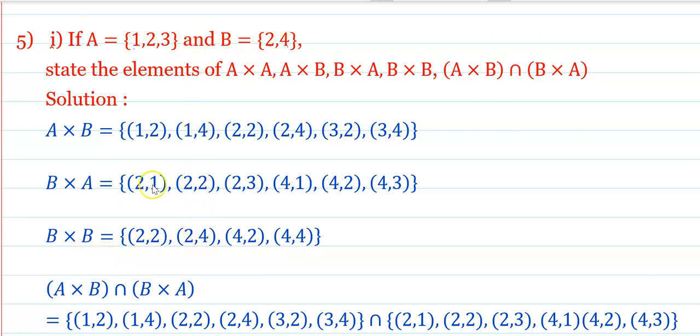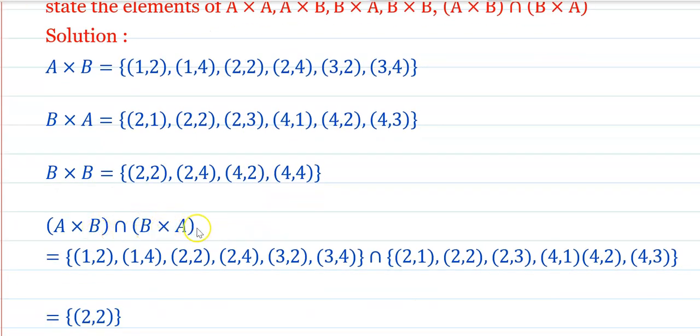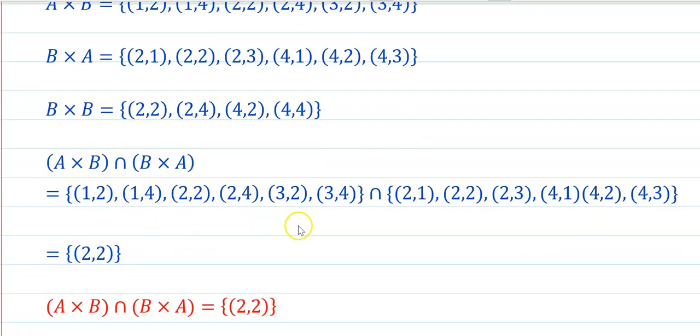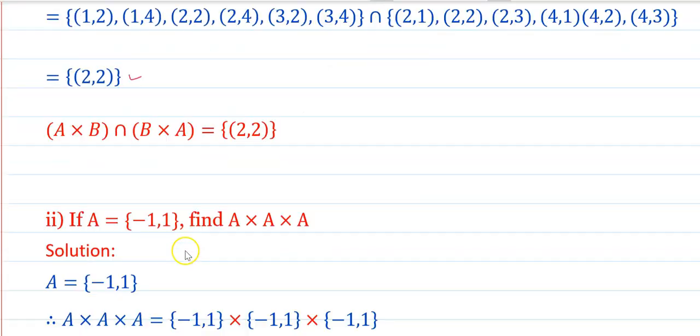Okay. Next, B cross B. That is (2,2), (2,4), (4,2), (4,4) in this way. And for their intersection, you will get the common elements from these two sets. That is (2,2).